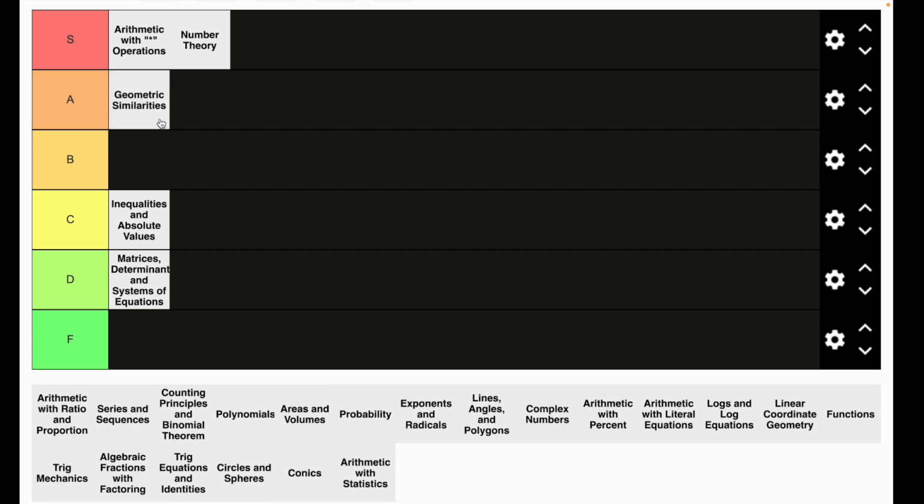Geometric similarities, I'm going to put at A tier. I really like geometric similarities, and I'm not even usually a big fan of geometry. I know I've taught it for 8 years, but I always had a hard time when I was learning it in high school. My brain didn't work that way with understanding the shapes. But geometric similarities is mainly just proportions and knowing those, and they're a lot of fun.